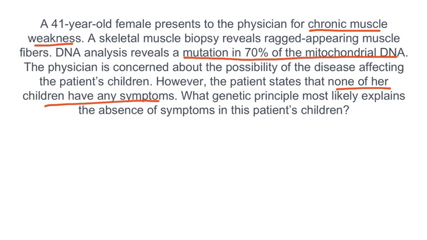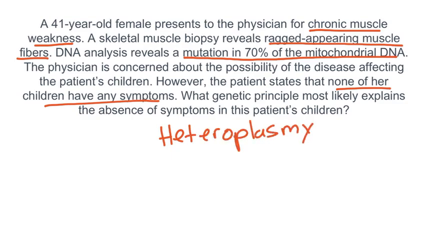You don't need to know very many specifics of mitochondrial diseases, but you should definitely know that they result in muscle damage. And this should make sense, right? Skeletal muscle tissue has a lot of mitochondria, so skeletal muscle tissue is usually affected in patients who have a mitochondrial disease. It's also worthwhile knowing that a muscle biopsy will usually reveal ragged appearing muscle fibers regardless of the type of mitochondrial disease. So again, the answer to the question is heteroplasmy.